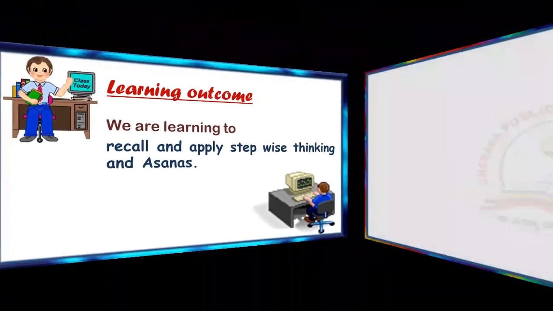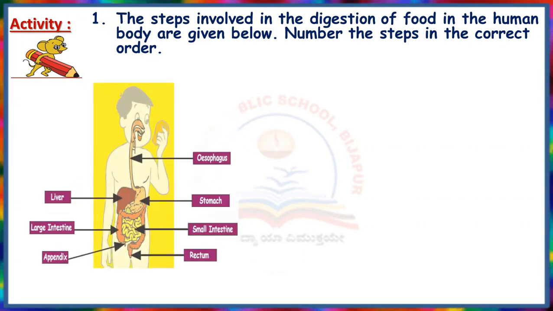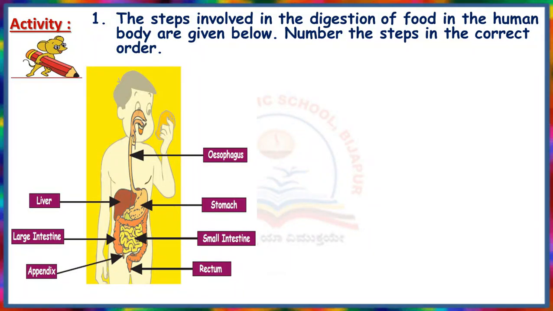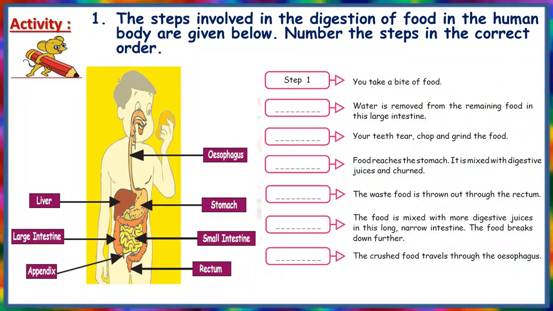Let us start activity number 1. The steps involved in the digestion of food in the human body are given below. Number the steps in the correct order. Children, observe the given image and recall the digestive system of the human body studied in EVS class. Now, read all the statements given here so that you can number all the steps easily and correctly.